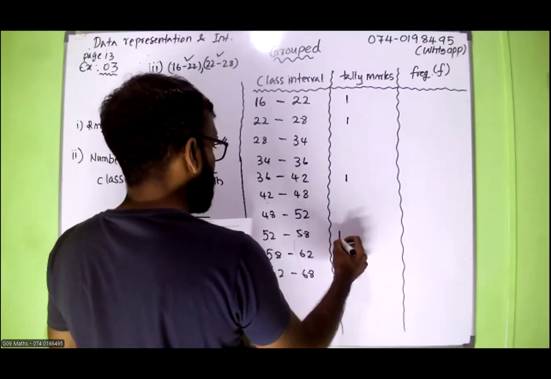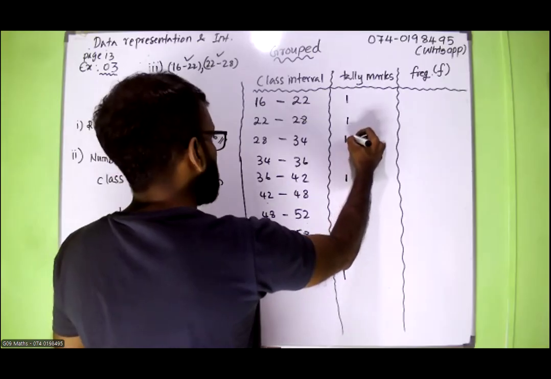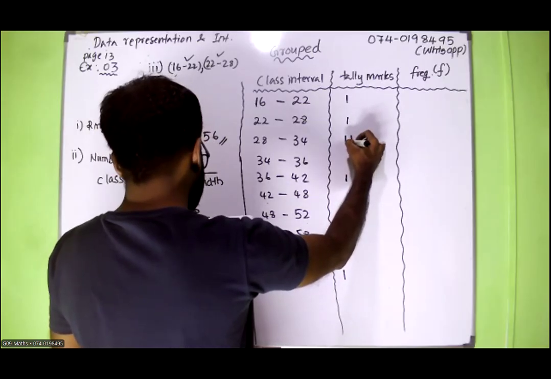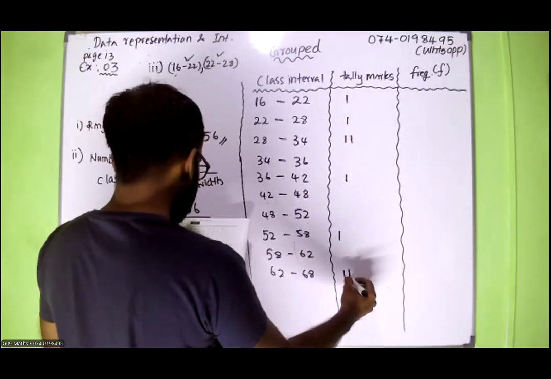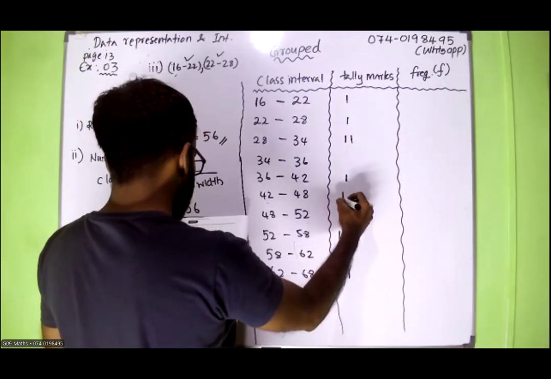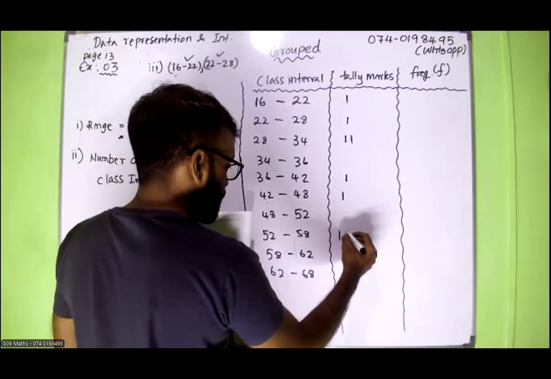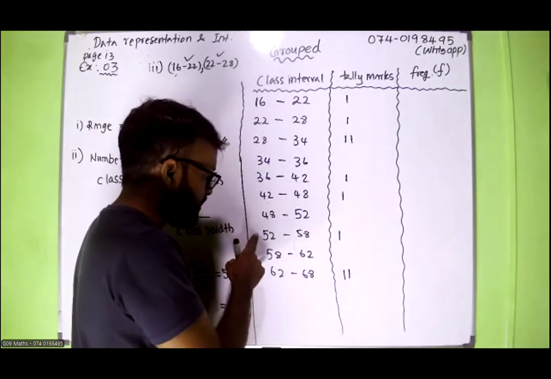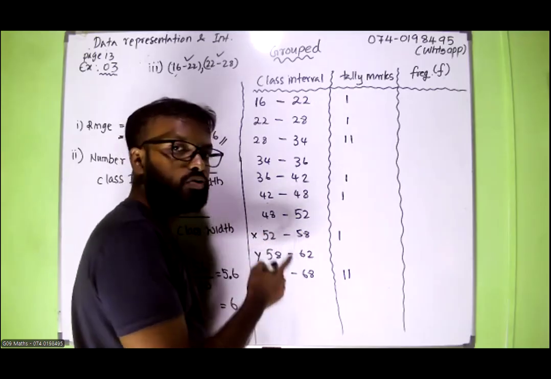And 31, here. 33, here. 64, here. 45, here. 58. Tell me which one? This one or this one? X or Y? 58 belongs to X or Y.